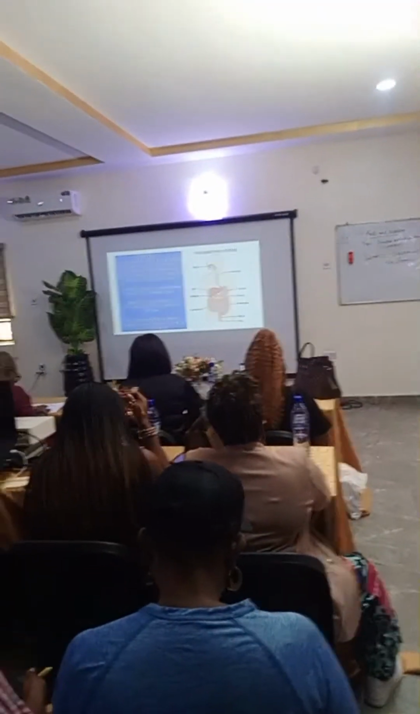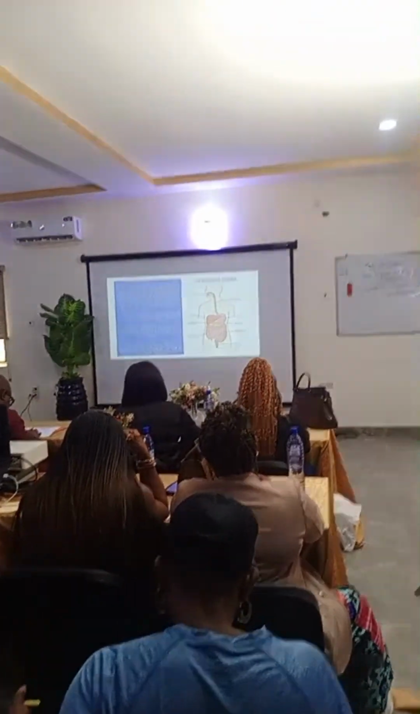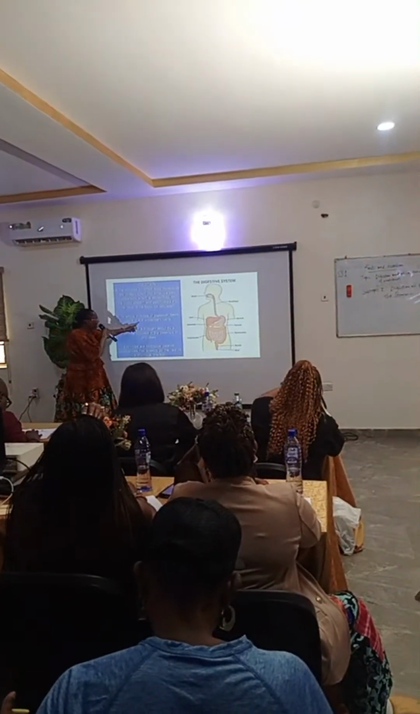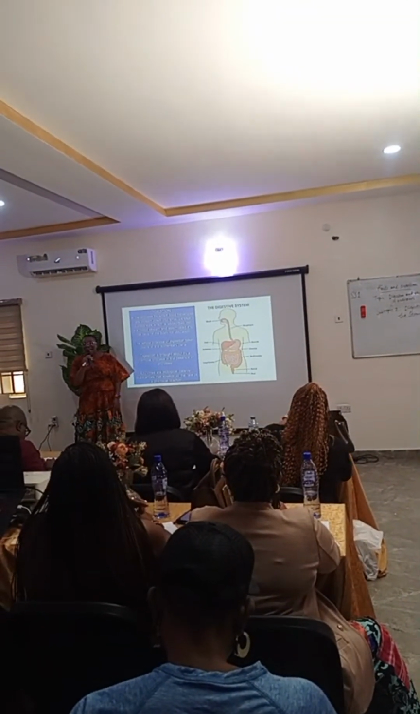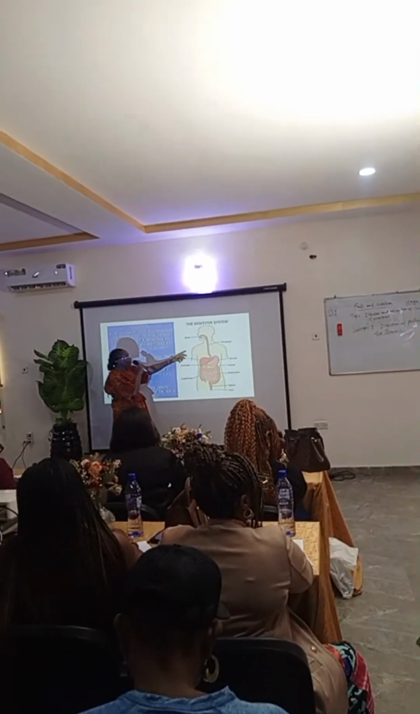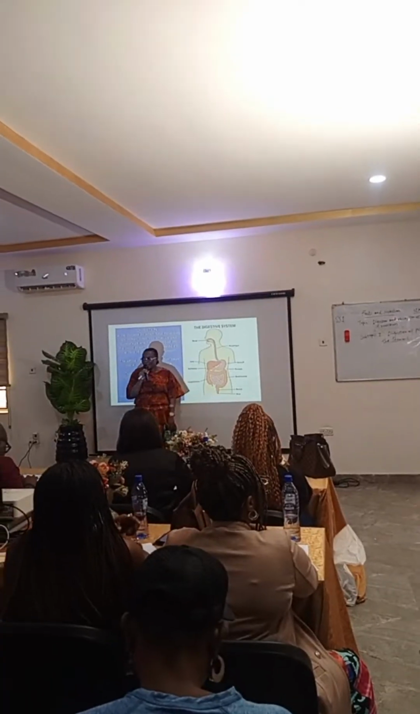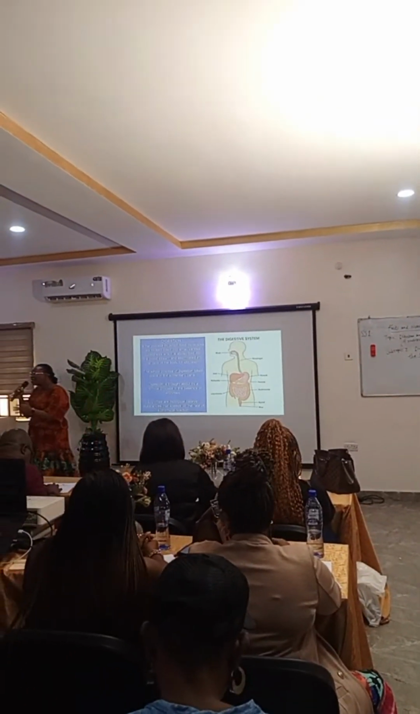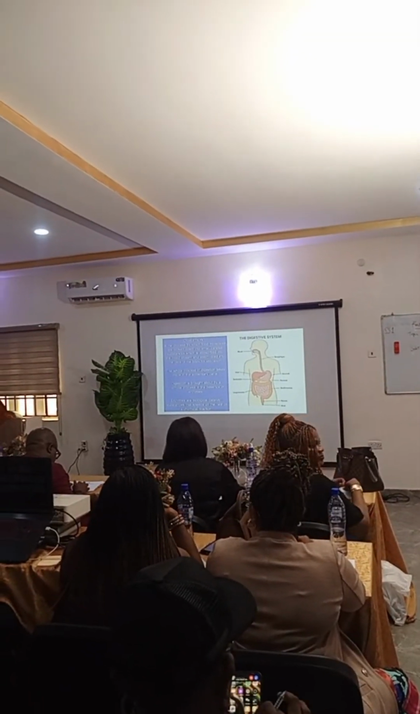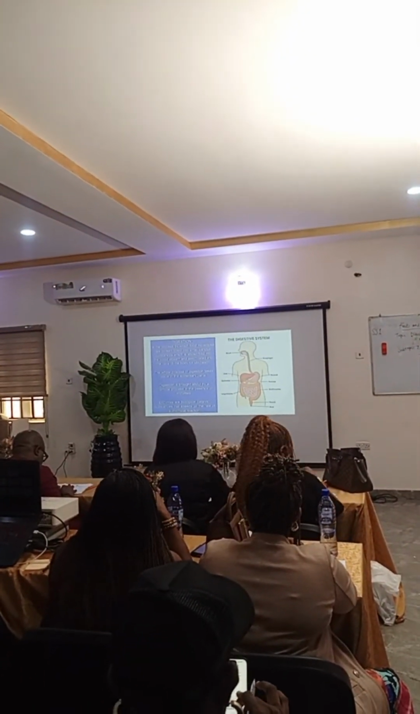Now we can't talk about digestion without talking about where this happens. This whole process of digestion happens where? In the alimentary canal. The alimentary canal is simply a tube-like structure that runs from the mouth to the anus. And you can't talk about digestion without talking about enzymes. Digestion cannot happen in the absence of enzymes.